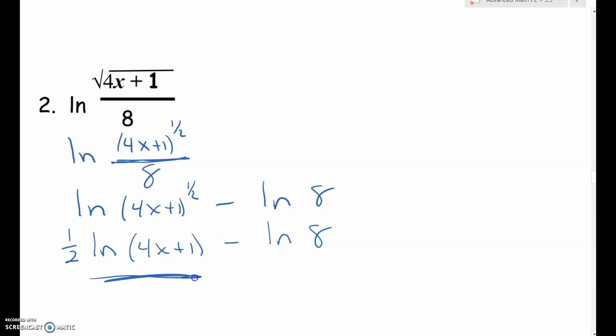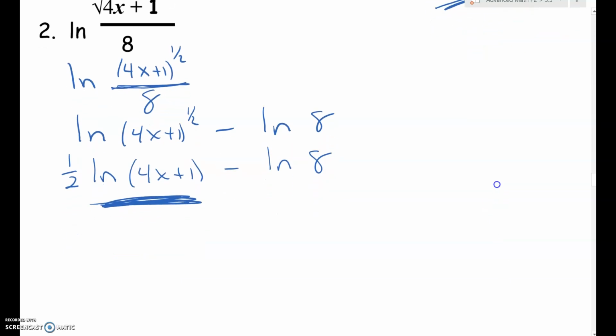I know you guys want to break that part up there, but we can't. There is no property. If you go back to your properties, there is no property that says ln of x plus y equals something. Okay? There's no way to separate that. You don't distribute ln. This is not equal to ln x plus ln y. That doesn't work. So when you have the parentheses there of addition or subtraction, then that's it.